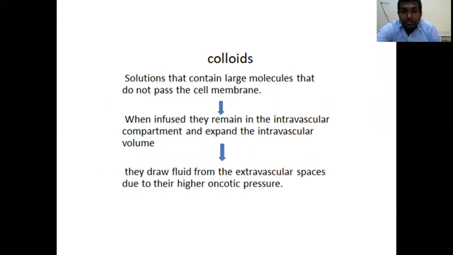Now, what are colloids? These are solutions that contain large molecules that do not cross the cell membrane. Crystalloids have small molecules, colloids have large molecules. Now, when these are infused, they remain in the intravascular compartment because they cannot cross the cell membrane. So this causes expansion of the intravascular space and volume. They draw fluid from the extravascular space due to their high oncotic pressure. So these stay in the intravascular compartment and also bring fluid from the extravascular compartments inside.